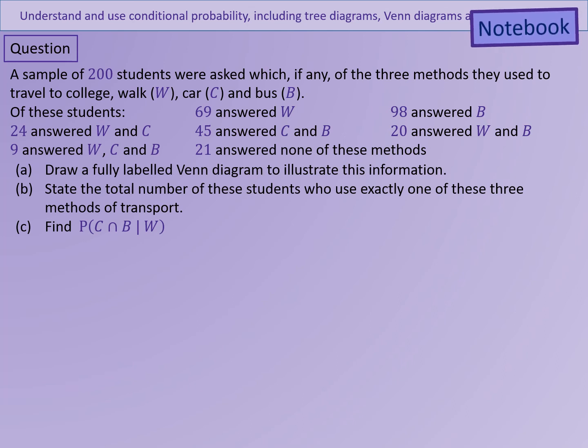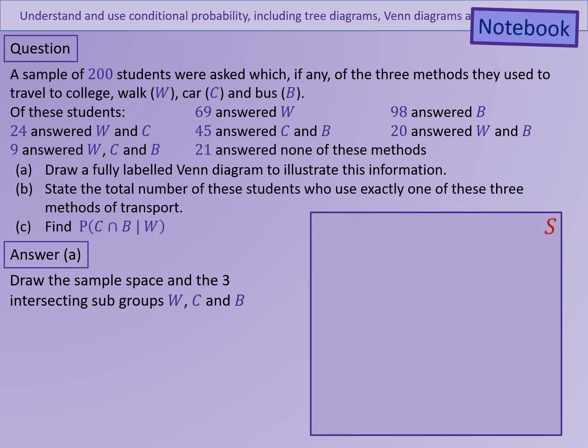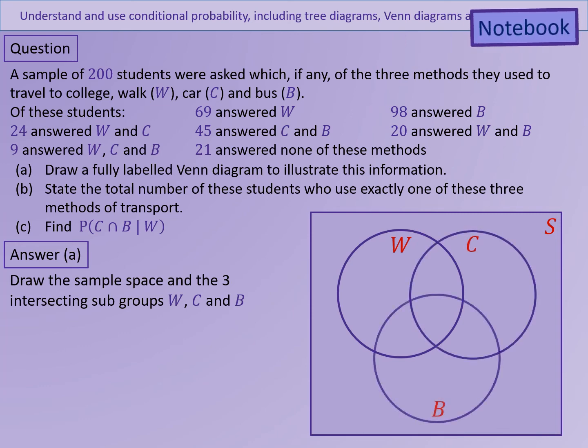Okay, so the first question is asking us to draw a fully labelled Venn diagram to illustrate this information. We've got a sample of 200 students, and there are 3 different methods of going to school, college in this case. They could walk, they could take the car, or they could take a bus. So a Venn diagram would look like this: 3 intersecting subgroups. So I've got the walking group, the car group, and the bus group.